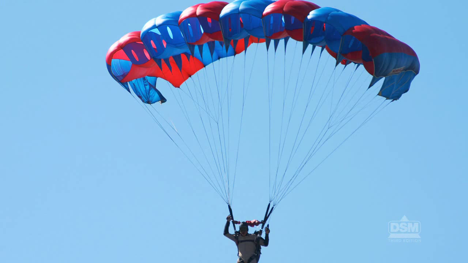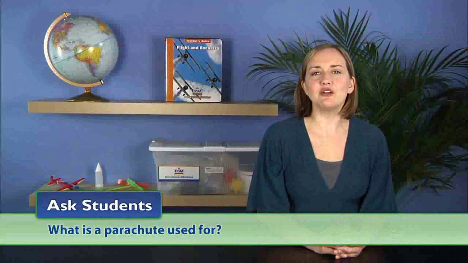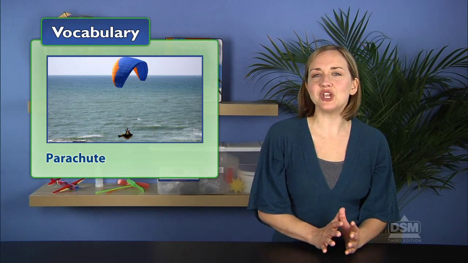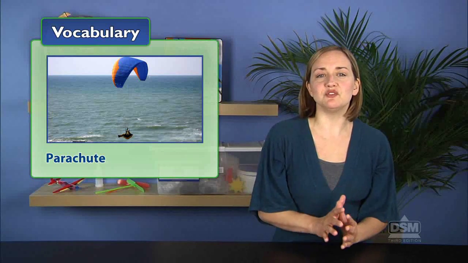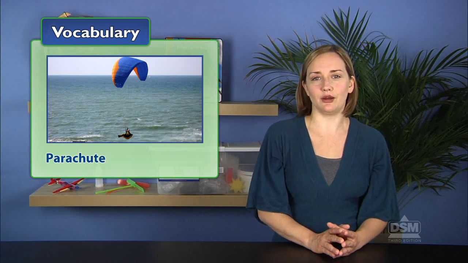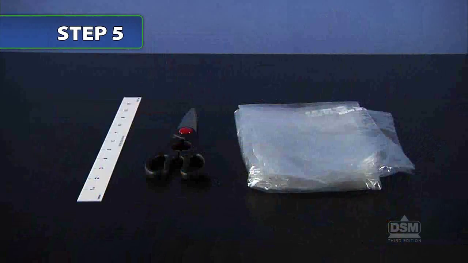Next, pass around the pictures of parachutes that students have brought in. Ask, what is a parachute used for? Explain that a parachute is a large umbrella-shaped object that slows the speed of a person or object falling through the air. Then distribute the materials and instruct students to make 1 large and 2 small parachutes.